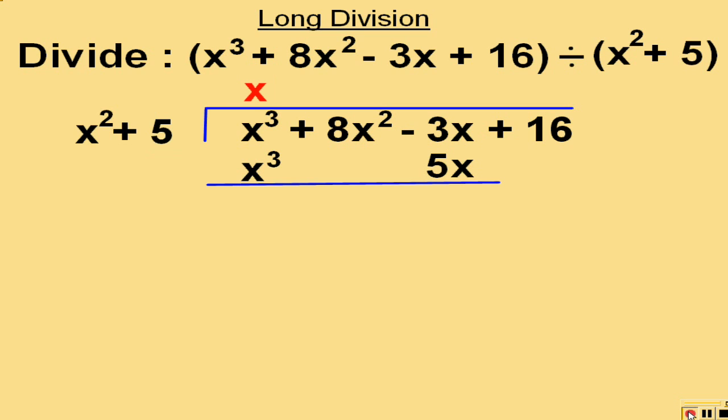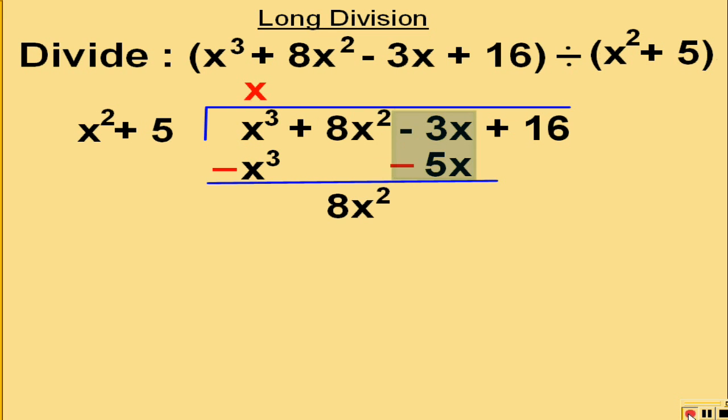We then add, but before we do, we must change the signs. It's called changing the signs and adding. When we add these two, they cancel out. There is nothing to add to 8x squared, so we simply write it below. And then the negative 3x plus the negative 5x is negative 8x. Now, as in all long divisions, we would bring the next thing down and continue.